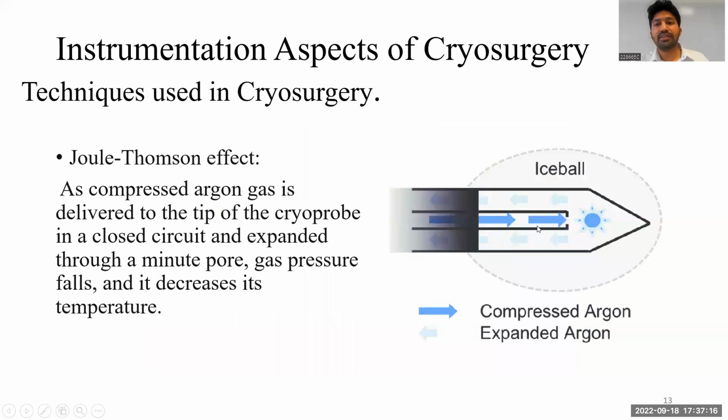When it comes to the cryoprobe, we use the Joule-Thomson effect. The Joule-Thomson effect basically states that when we move a gas from high pressure to low pressure, there's a reduction of temperature, causing an ice ball. So basically that's what happens in the cryoprobe.